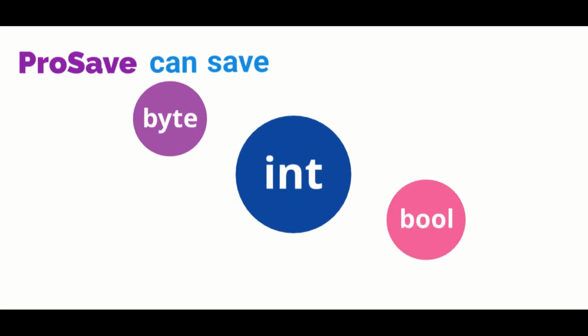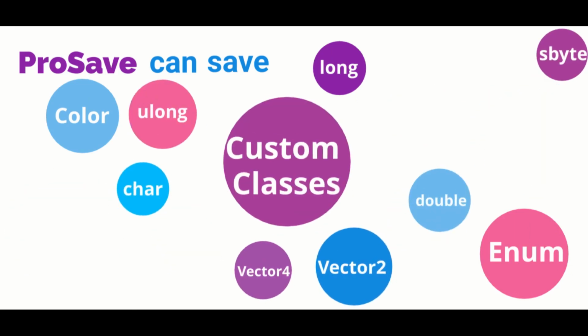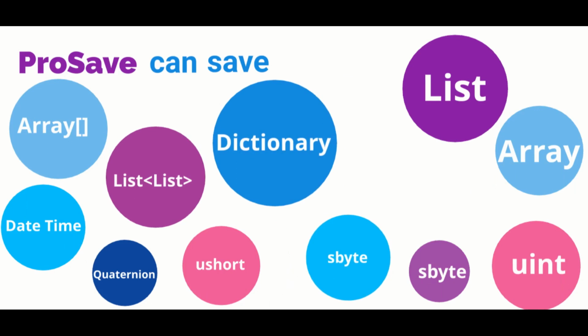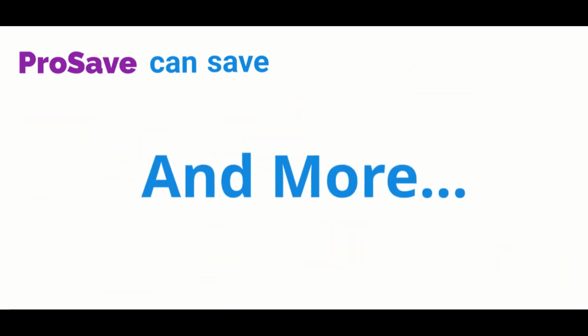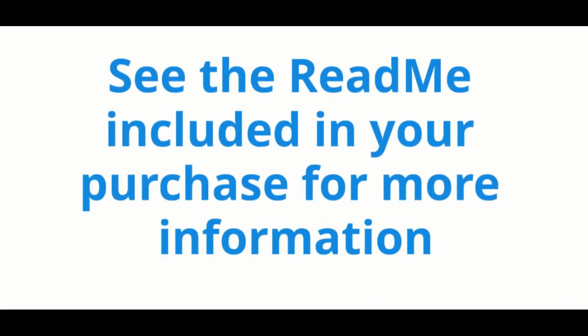ProSaver can save primitive types, several Unity default types, custom classes, strings, lists, arrays, dictionaries, list of lists, arrays of arrays, and some other things. For a complete list of all the types ProSaver can save, visit the website address found in the README.